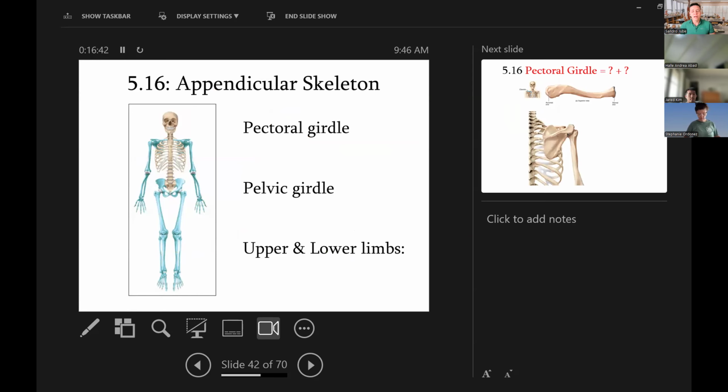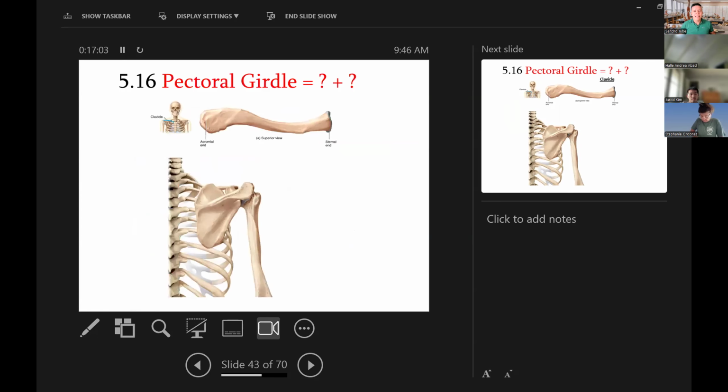All right, so we are done with the axial skeleton. Let's move on to the appendicular skeleton. And within the appendicular skeleton, we're going to have the pectoral girdle, aka the shoulder girdle. We're going to find the pelvic girdle, aka the hip girdle, and we have the upper and the lower limbs. Let's start with the pectoral girdle.